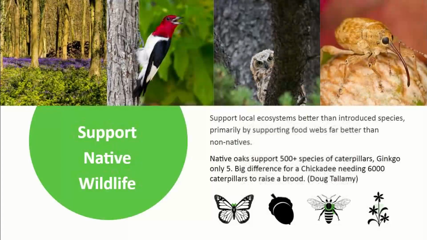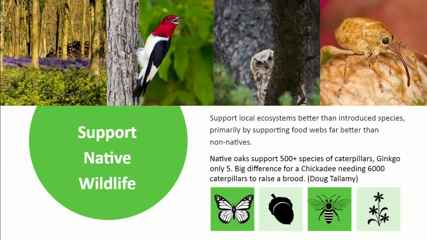Our native trees also support a lot of native wildlife. This is one of my big things about why I like to plant native trees and native plants in my yard, is because I like to see our bees and our butterflies. I'm a big birder, so I love watching the birds that come to my yard. All the pictures at the top are animals or plants that would rely on our oak woodlands.